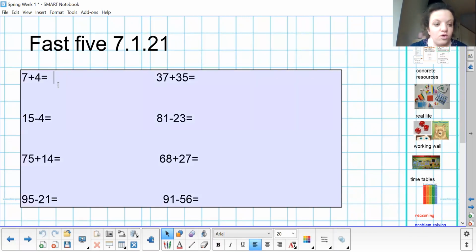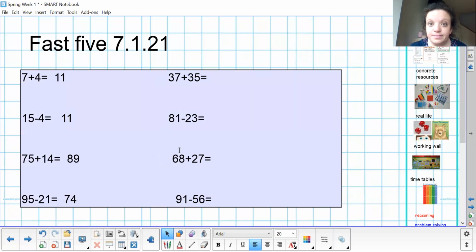So we're going 7 add 4 is 11. 15 take away 4 is also 11. 75 add 14 is 89. 95 take away 21 is 74. 37 add 35 is 72. 81 take away 23 is 58. 68 add 27 is 95. 91 take away 56 is 35.